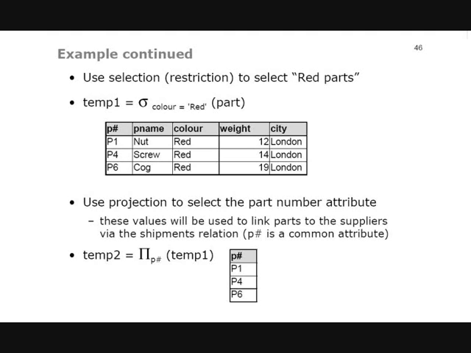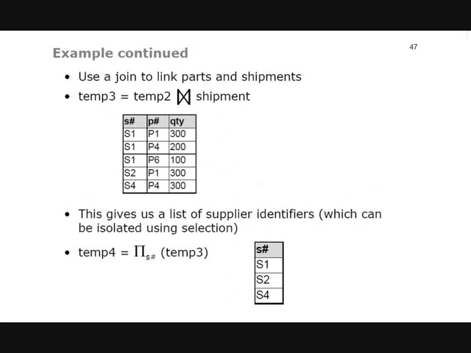So now I need to look at the shipment table, because I need to be able to know who supplies these parts, P1, P4, and P6. So I then say, okay, let me join temp2, which has the P numbers for the red parts, to shipment. That's going to put all the information on shipments of red parts into my result. So I end up knowing that there is S1, who supplies P1, P4, and P6, S2, who supplies P1, and S4, who supplies P4. Okay?